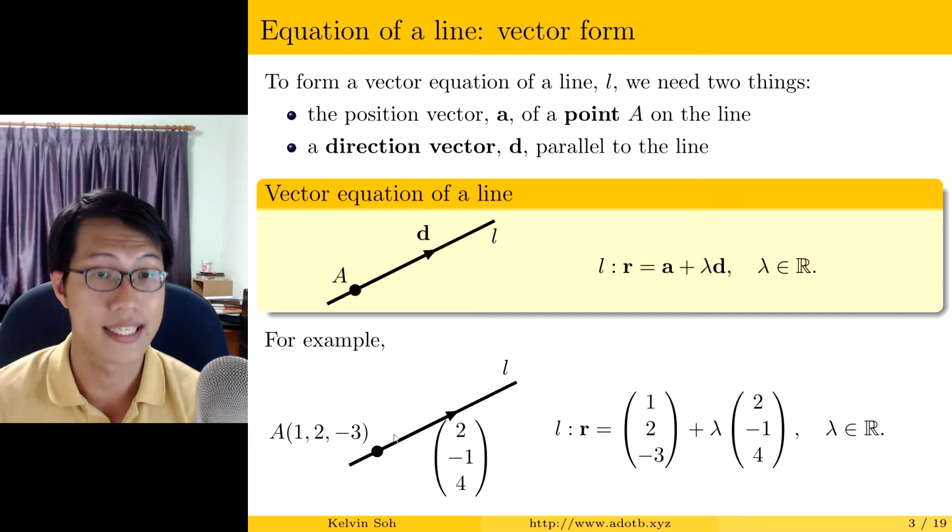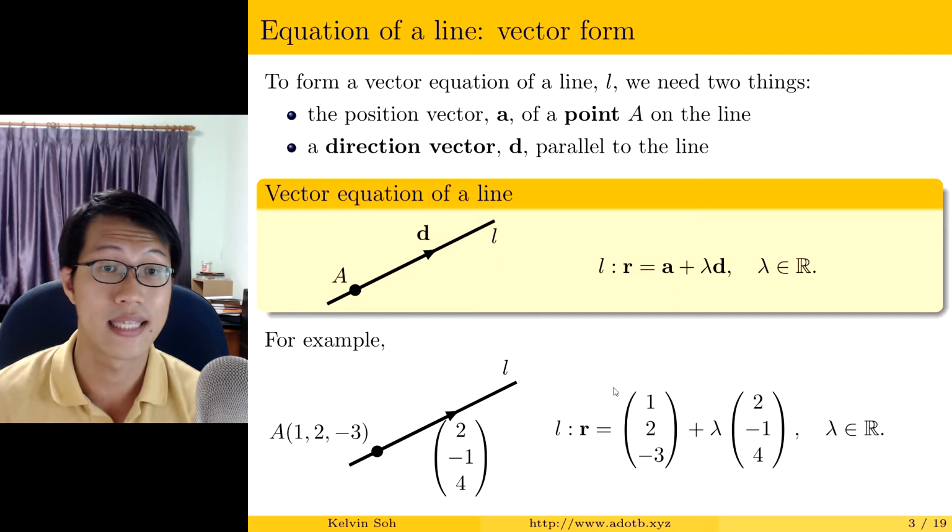So first we have this example. We are given the coordinates of a point A, which is 1, 2, minus 3. And also we are given the direction vector that the line is parallel to. So we have the vector 2, minus 1, 4. So to form the equation of our line, we simply need to write L is given by R equals our point, 1, 2, minus 3, plus lambda of the direction vector 2, minus 1, 4. So pretty simple, right? So let's take a look at a slightly tougher example.